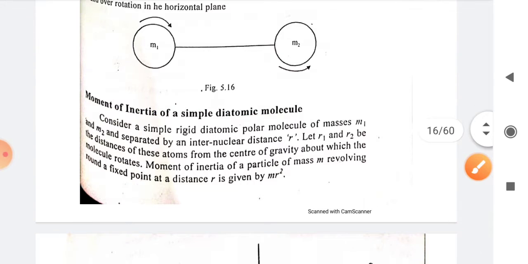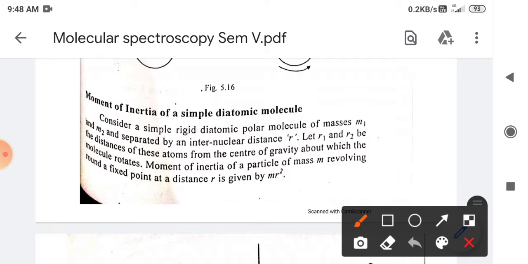In order to treat the simple diatomic molecule, we will consider it as a rigid rotor. In real practice a simple diatomic molecule will also have some vibrational motion, but we will neglect that and mainly focus upon the rotational motion of that molecule. So consider a rigid diatomic polar molecule having masses m1 and m2, separated by a distance of r.